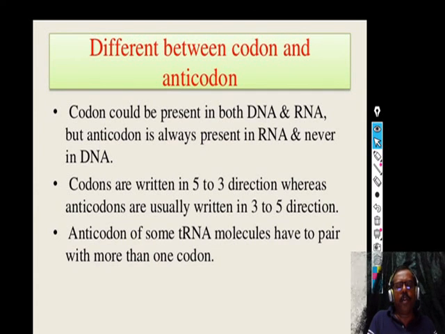Anticodons of some tRNA molecules have to pair with more than one codon, because there are only 20 different amino acids, and the tRNA numbers are also limited.